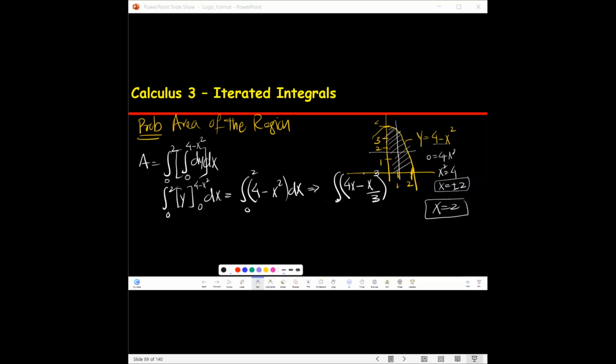Okay, and I'm just doing it step by step, and the value should have no parentheses here, with limits 0 to 2. From here we just substitute the values inside, so it's going to be 8 minus 8 over 3, so that's 16 over 3, and that is my answer. That is the area under the region.